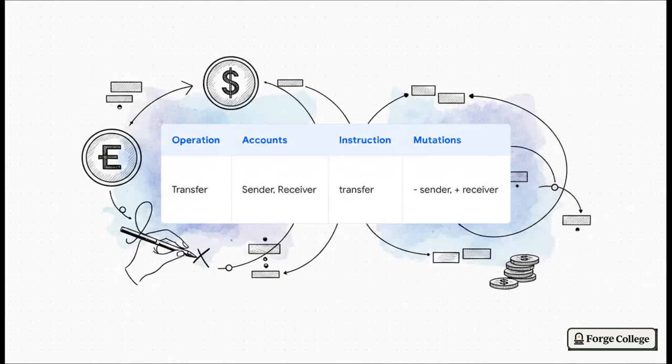Easy. Now, for a transfer operation, our instruction is literally just transfer. We need both the sender's token account and the receiver's token account passed in explicitly. And here is the vital part. We need the explicit signature of the sender's owner to actually authorize moving those funds. Once that's verified, the mutations cleanly subtract from the sender's balance and add to the receiver's balance.